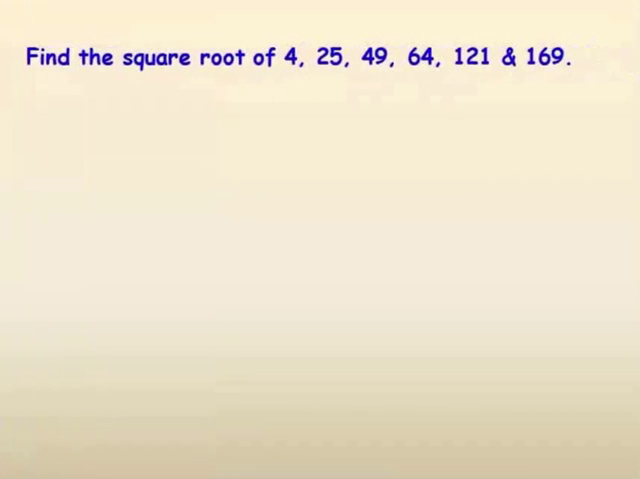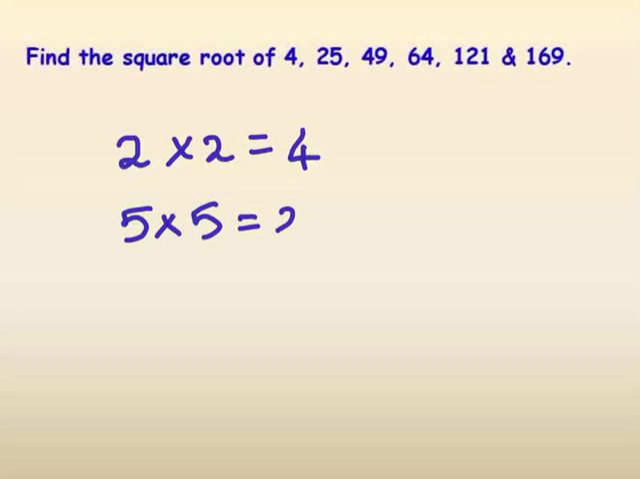Square root of a number is the number which needs to be multiplied by itself. Square root of 4 is 2, because 2 times 2 is 4. Hence, the square root of 4 is 2. Similarly, 25 is obtained by 5 times 5. Hence, the square root of 25 is 5.